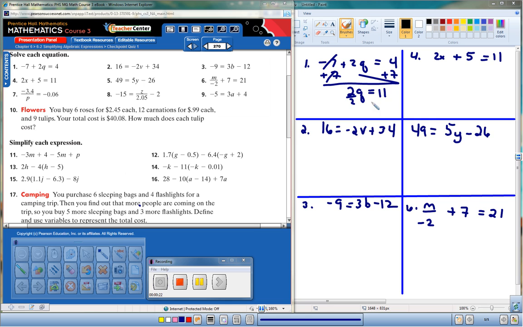Next step, divide both sides by 2. Q is equal to 11 halves. I would like the answer written that way. If you wrote the answer as 5.5, I wouldn't mark it wrong, but decimals are bad.